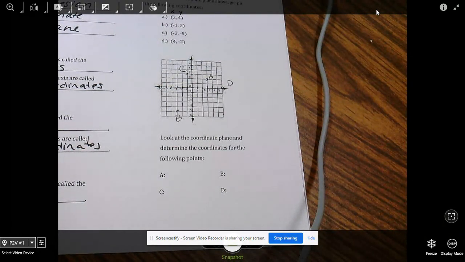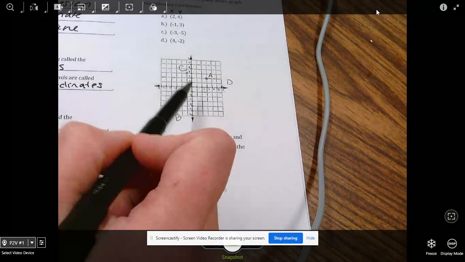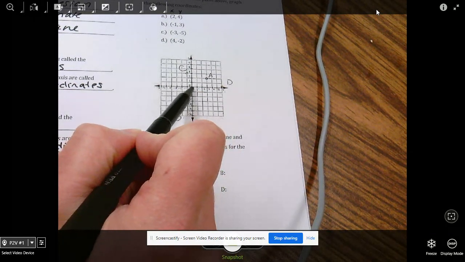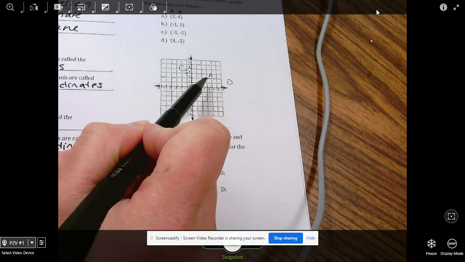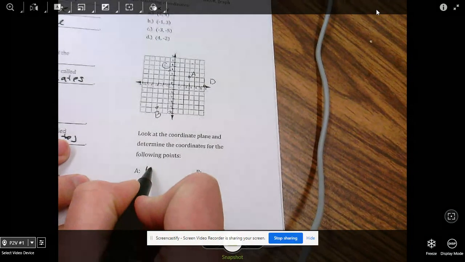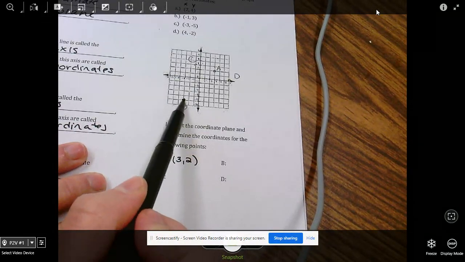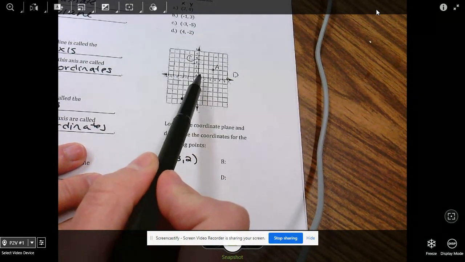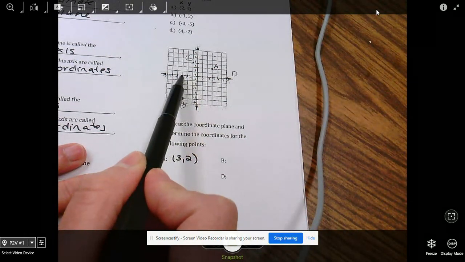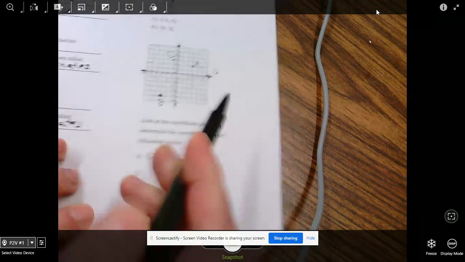Look at the coordinate plane and determine the coordinates for the following points. So now we're saying, on the x-axis I went over to 3 and I went up 2. So for A, it's 3, 2. For B, start at the origin. We went to the left 3 and down 5.